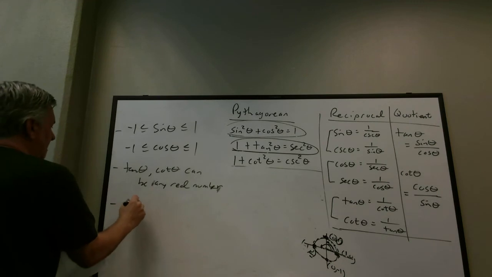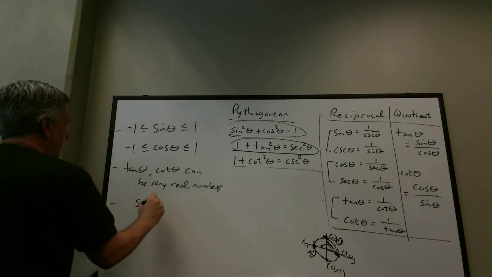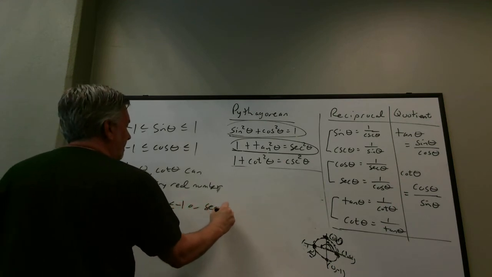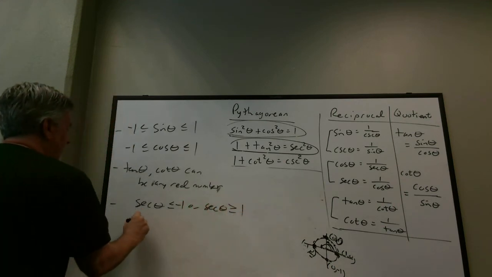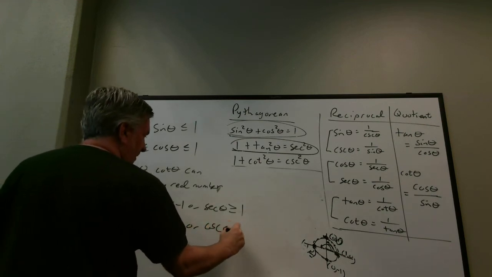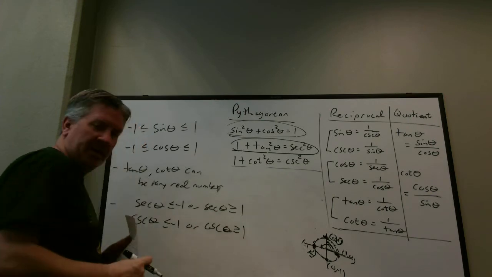And lastly, secant theta is either less than or equal to -1 or it's bigger than or equal to 1, and same for cosine. I'll explain all these in a second. Okay, so why is this true?